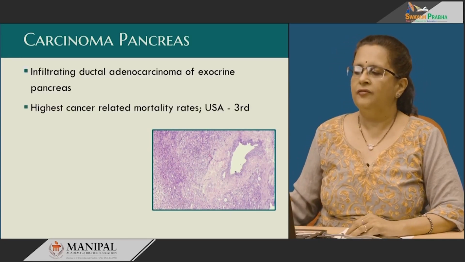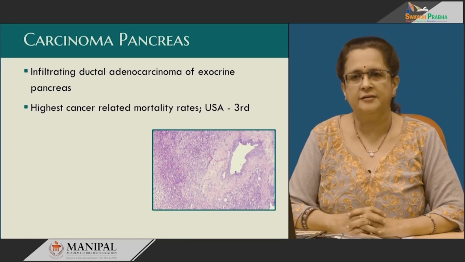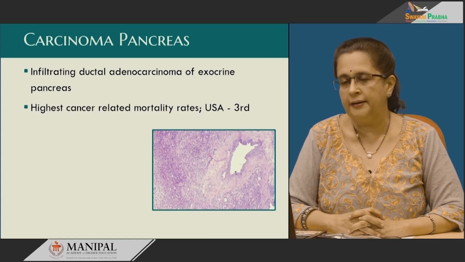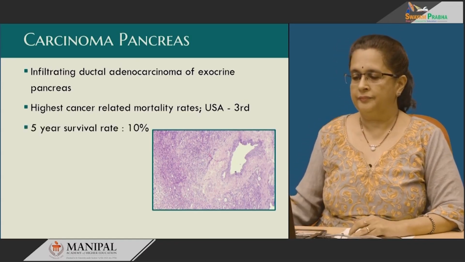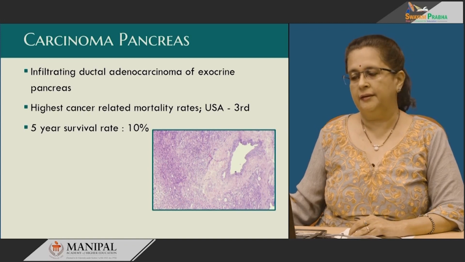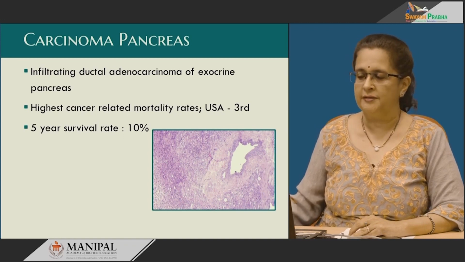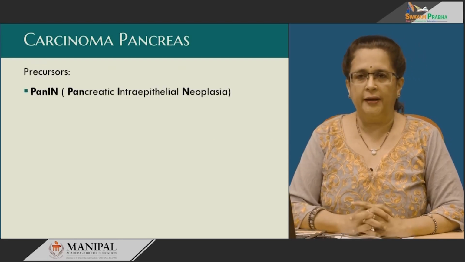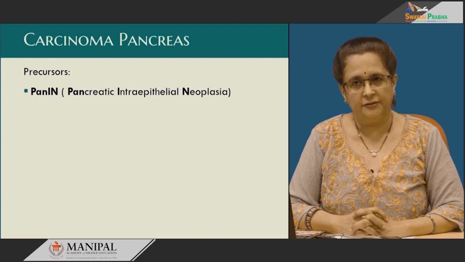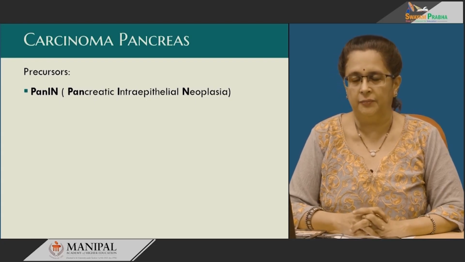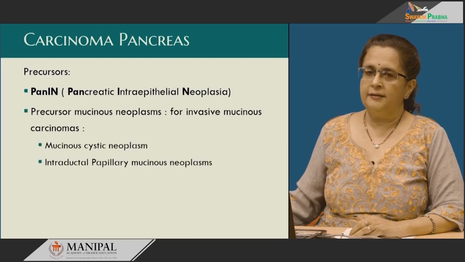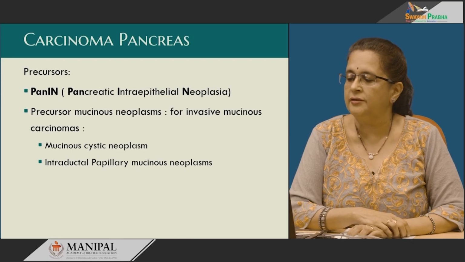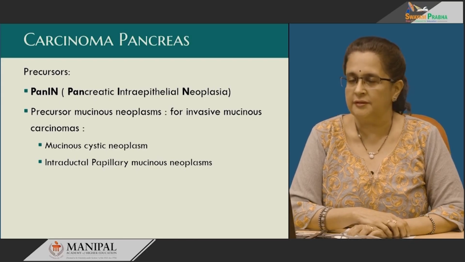This accounts for a very high number of cancer related mortality rates. In USA, it is the third most common behind lung and colon. The 5-year survival rate in most patients is seen to be 10%. The precursor lesions in this is PanIN, or otherwise expanded to form pancreatic intraepithelial neoplasm, and other precursors are seen for mucinous neoplasms, which include mucinous cystic neoplasm and intraductal papillary mucinous neoplasm.